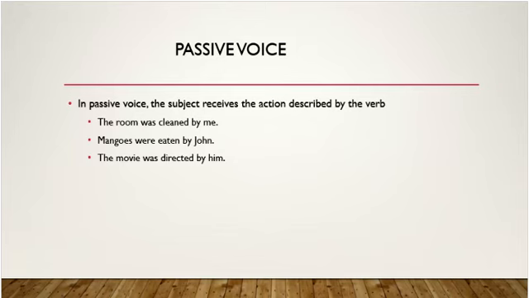Now let's go to the passive voice. Again I have written the exact same three sentences in the passive voice, so let's go through them. What happens in a passive voice? In a passive voice sentence, the subject receives the action described by the verb. So the first sentence becomes: the room was cleaned by me. The second becomes: mangoes were eaten by John. The third becomes: the movie was directed by him.